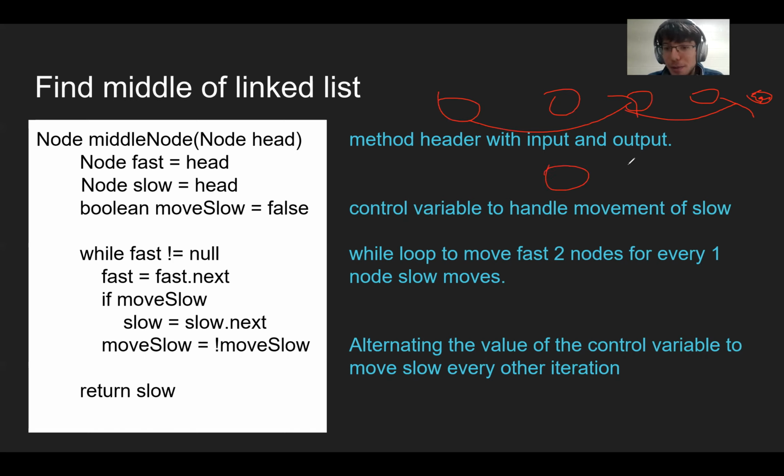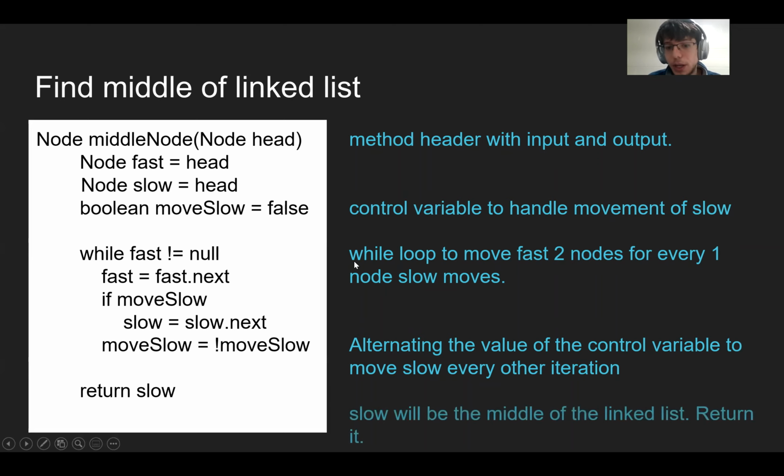But if it's an odd number of elements, it is a problem. I'll show you what I mean. We go fast, fast, and then we try to go over 2. This one is null, so it doesn't exist, but null doesn't have a next, so that really is a problem, right? That's why we do every other iteration. Hopefully that makes sense. We move our fast one 2 for every 1 that we move our slow, and that's how we get the middle, because slow will always be half as far as fast, because fast moves twice as many, right?